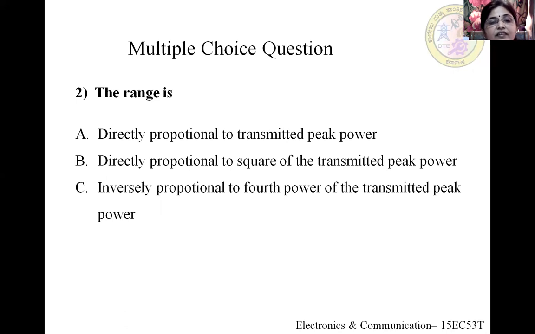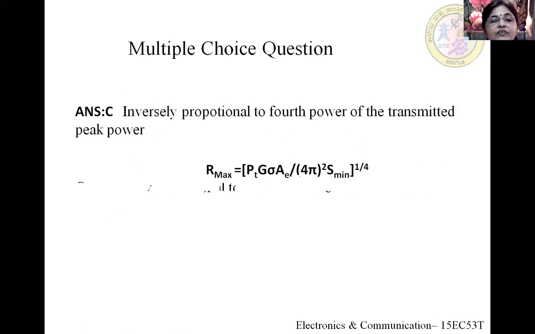Whether A, directly proportional to the peak power, B, directly proportional to the square of the transmitted peak power, C, inversely proportional to the fourth power of the transmitted peak power. So what is the correct answer? Remember the formula. Here we have inversely proportional to the fourth power of the transmitted peak power. You can see it in the equation, isn't it?